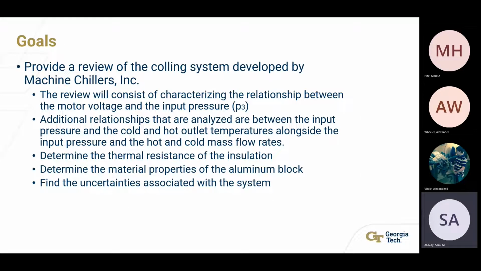The goals for this analysis are to provide an accurate review of the cooling system that has been developed by Machine Chiller Incorporated. A characterization between the input voltage and the input pressure into the vortex tube will be found. This input pressure will then be analyzed in respect to the cold and hot outlet temperatures and the cold and hot mass flow rates. Additionally, the relationship between the temperature of the load and the input voltage will be determined. Utilizing these relationships, the actual thermal resistance of the insulation will be found alongside the material properties of the aluminum block. Lastly, the uncertainties will be calculated to justify whether the modeled system will accurately represent a true cooling system.